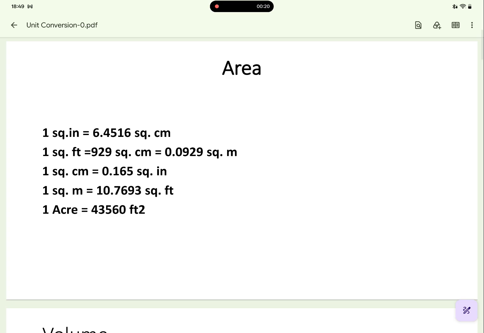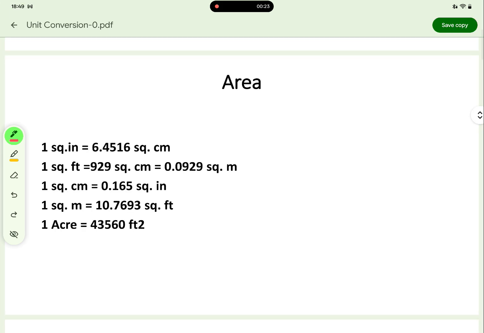The unit of area is meter square or centimeter square or feet square. This is simply multiplication of length into length, and it will give you the area. So if you are aware of how length is converted from one unit into another, let's say inch into feet or feet into inch or inch into centimeter, you can convert area.